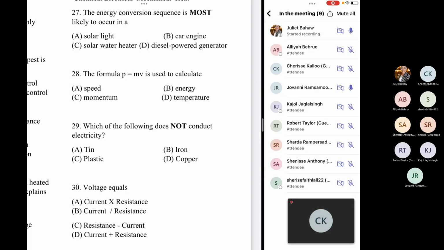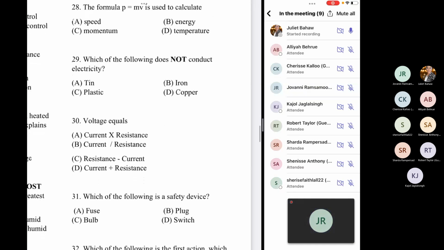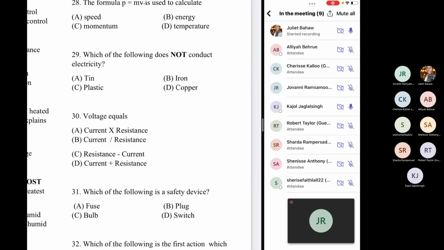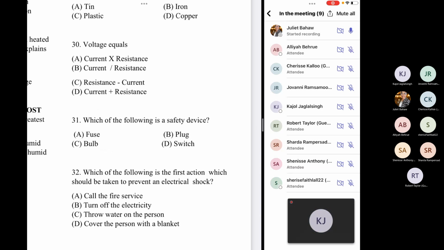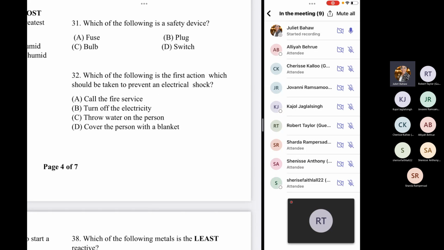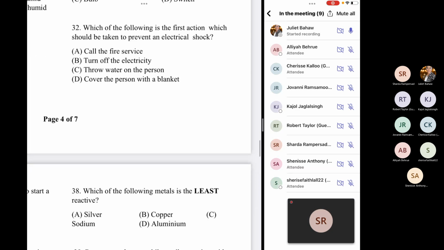All right. The formula P is equal to mv is used to calculate C, momentum. Very good. 29. Which of the following does not conduct electricity? C. Plastic. Correct. 30. Voltage equals A, current multiplied by resistance. Very good. Think of VIR. V is equal to I by R. So I is current, right? 31. Which of the following is a safety device? A fuse. Fuse.